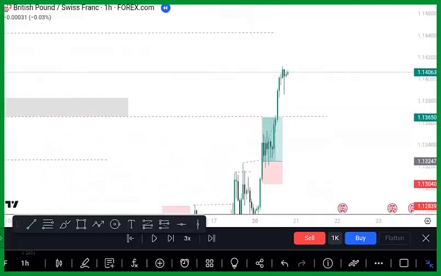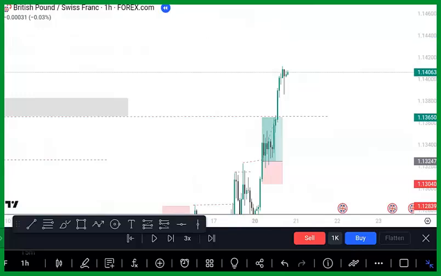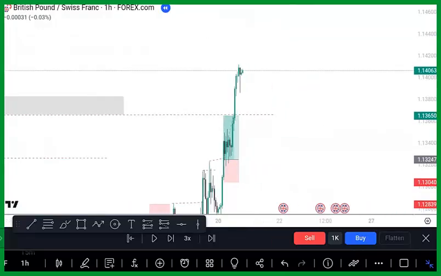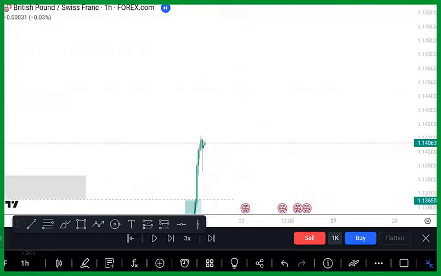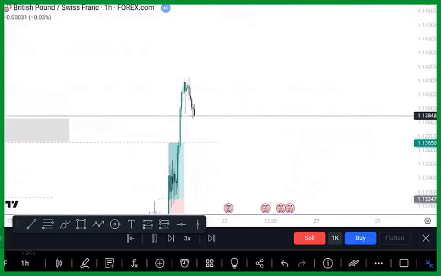So 3 more trades, please. 3 more trades. I'm very tired. I'm almost past 10. So let's see. Good.